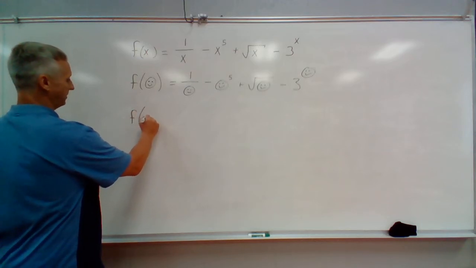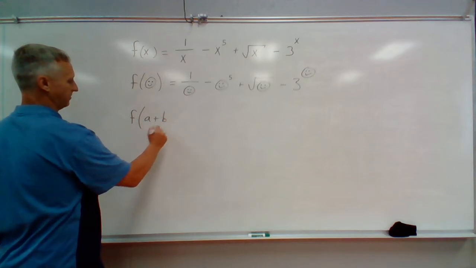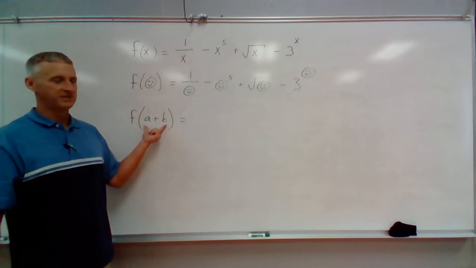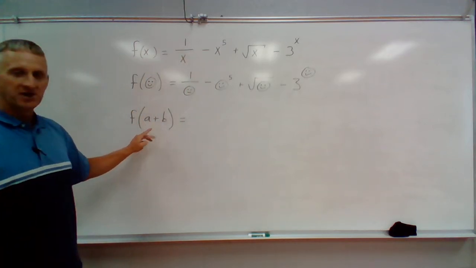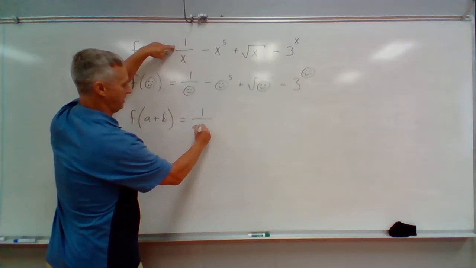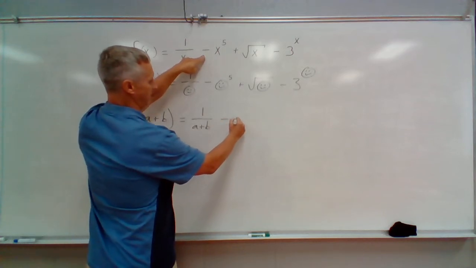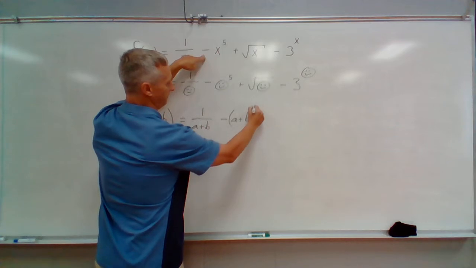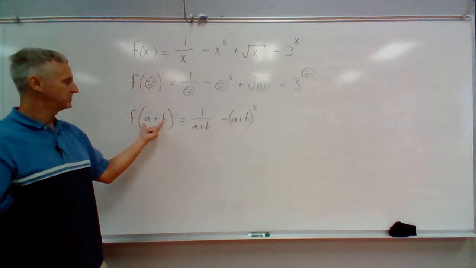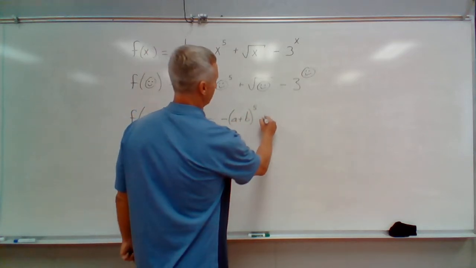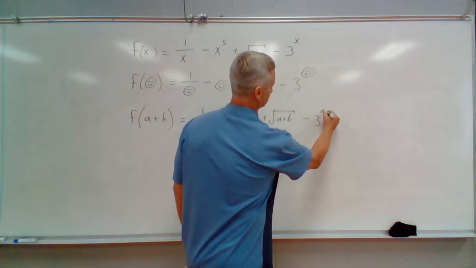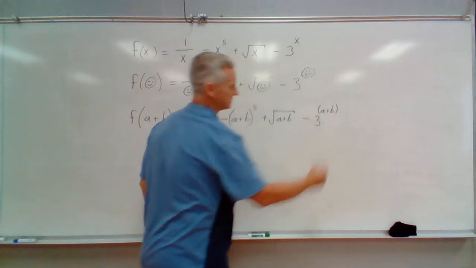Now let's try this, f of a plus b. Okay. If I say f of something, you take that something and plug it into the function exactly where the x goes. So f of a plus b, I'll take a plus b, substitute it in for x. So I'll have 1 over a plus b minus a plus b to the 5th power. Make sure the a plus b is in parentheses because I have to raise whatever x is to the 5th power. If x is equal to a plus b, I have to raise all of a plus b to the 5th power, plus the square root of a plus b, minus 3 raised to the a plus b power. And we'll put that in parentheses just to make it really clear.